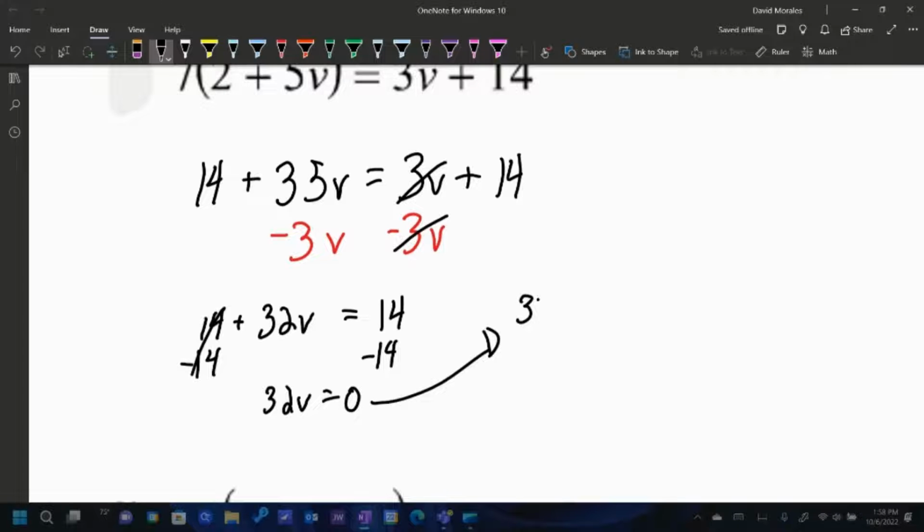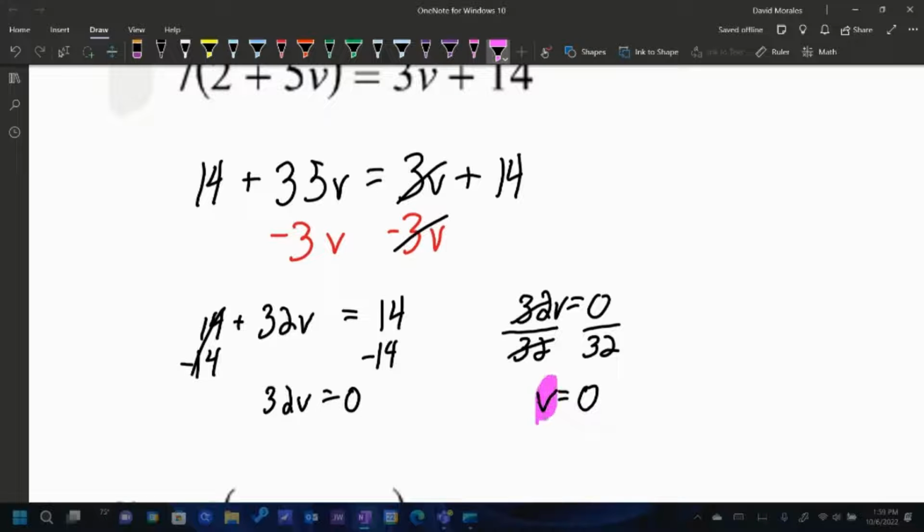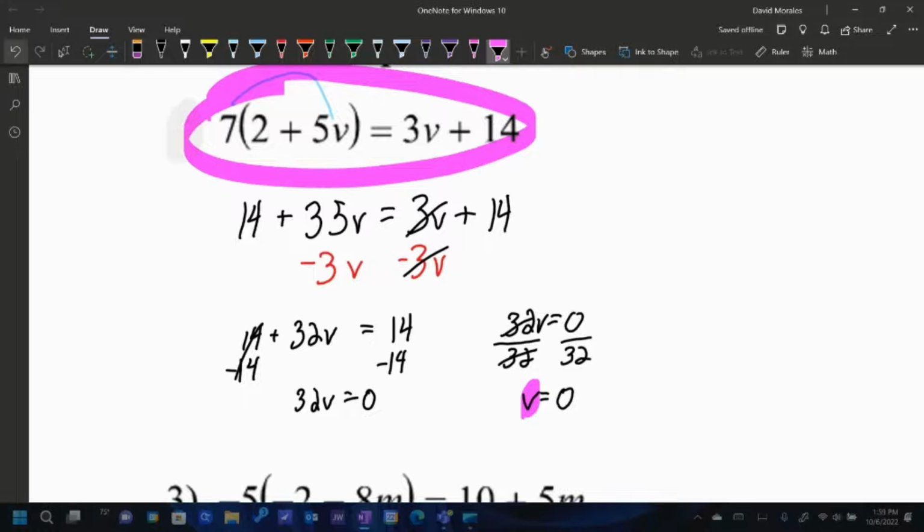32v equals 0. So I'm going to divide by 32 on both sides. And v equals, anything dividing into 0 is 0. v equals 0. So the letter did not disappear. That's the letter right there, and the solution is 0. That's the only solution that will make this equation work.